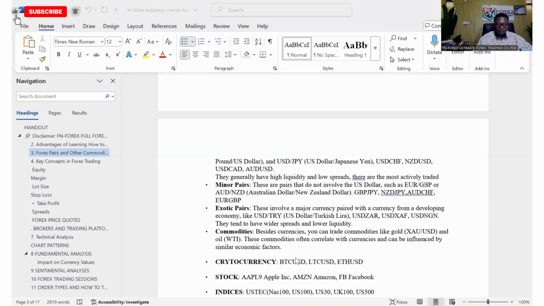Let me highlight that. So we have BTC USD, right? That's the symbol for Bitcoin. We have Litecoin USD, that is the symbol for Litecoin. We have Ethereum USD, that is the symbol for Ethereum. So you can trade BTC. You hear BTC is getting to 100K. When Trump won the election, BTC got to 100K. That is it right there.